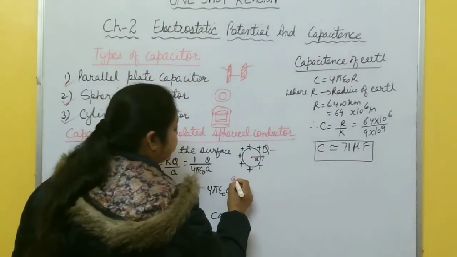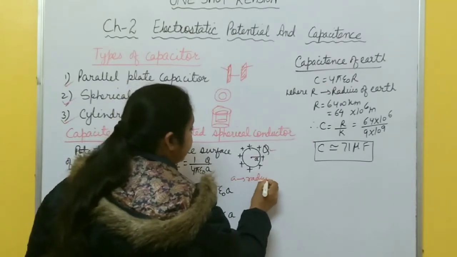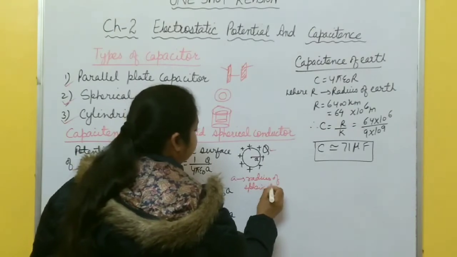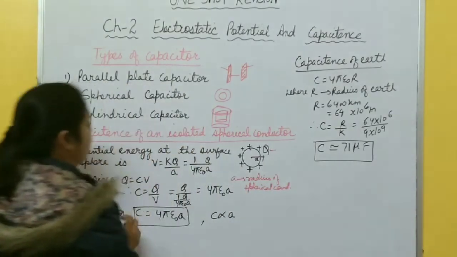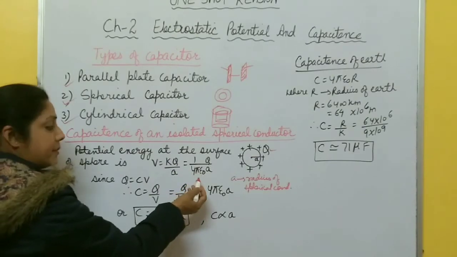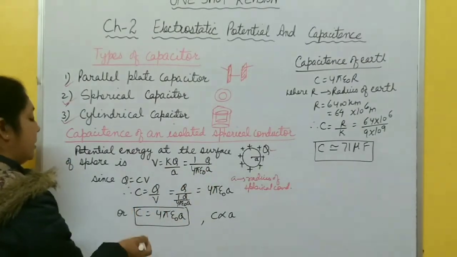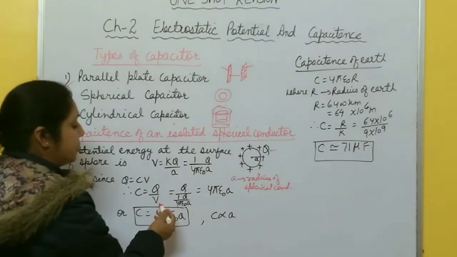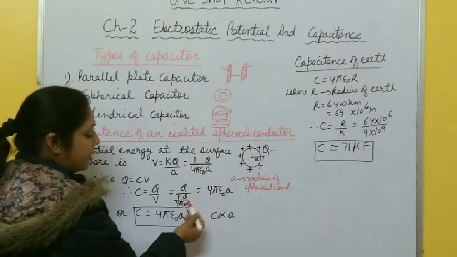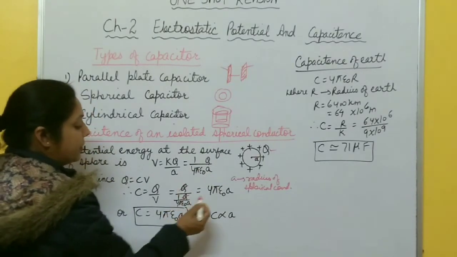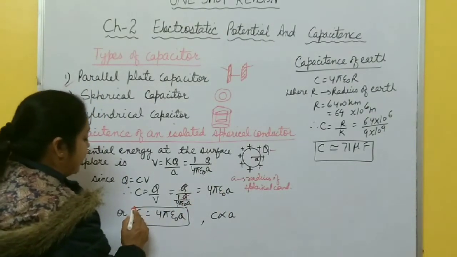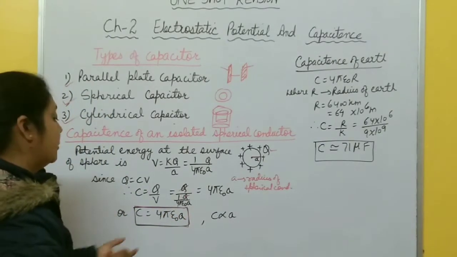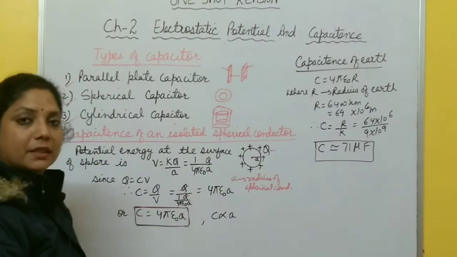A is what? Radius of the spherical conductor. And you know k is 1 by 4 pi epsilon naught, so V is 1 by 4 pi epsilon naught times q by a. Now from the definition of capacitance, C is q by V. Just put the value of V, which is 1 by 4 pi epsilon naught q by a. The q cancels, and you get 4 pi epsilon naught a. So the capacitance of a spherical conductor of radius a is C equal to 4 pi epsilon naught a.